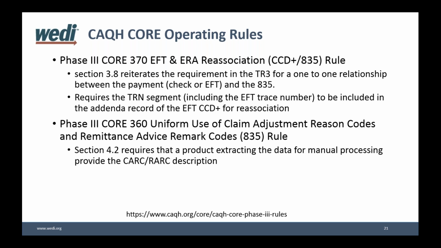We also have Phase 3 Core Rule 360, which is the uniform use of claim adjustment reason codes and remittance advice remark codes, that has, obviously, multiple requirements in that rule, but one specific requirement that any product that extracts the data for manual processing, like for example, a human readable screen or printout, is required to also provide the description of the claim adjustment reason code or remittance advice remark code that's used as part of that adjustment to help facilitate users using the 835 transaction.